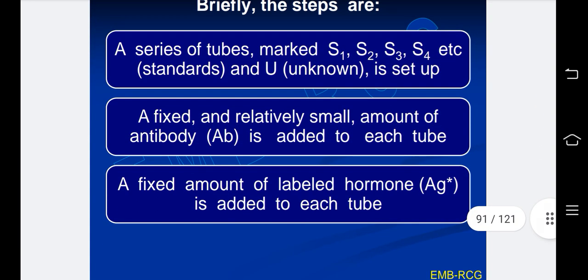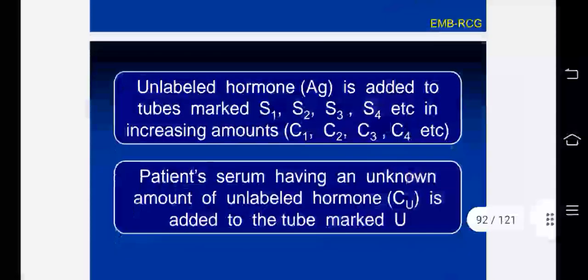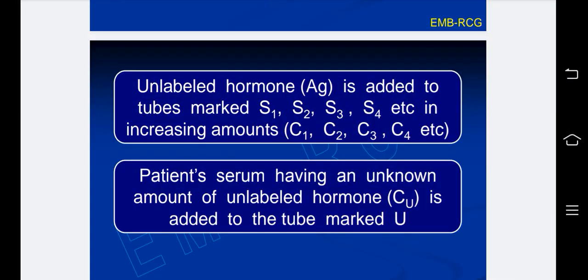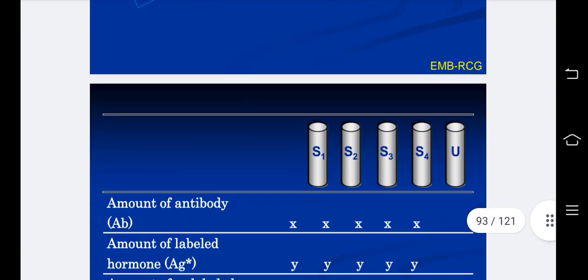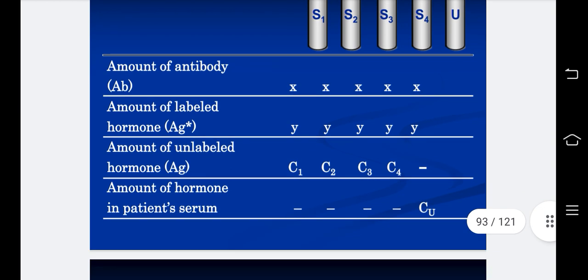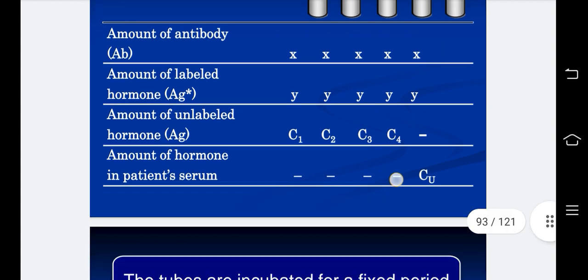Briefly, the steps are: a series of tubes marked S1, S2, S3, S4 are standards and U unknown are set up. A fixed and relatively small amount of antibody AB is added to each tube. A fixed amount of labeled hormone AG star is added to each tube. Unlabeled hormone AG is added to tubes marked S1, S2, S3, S4 each in increased amounts C1, C2, C3, C4. Patient serum having an unknown amount of unlabeled hormone CU is added to each tube marked U. Here we can see the amount of antibody, amount of labeled hormone, amount of unlabeled hormone, amount of hormone in patient's serum.